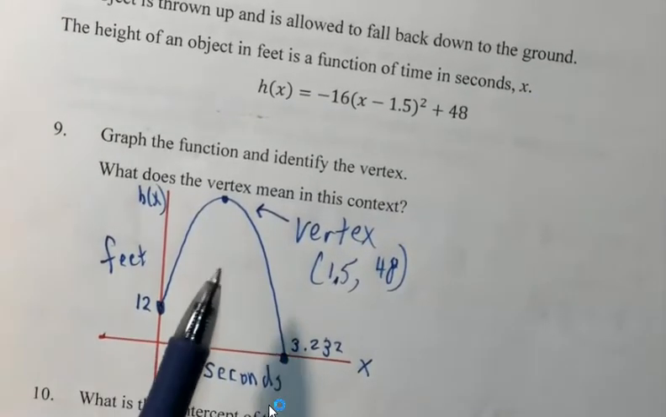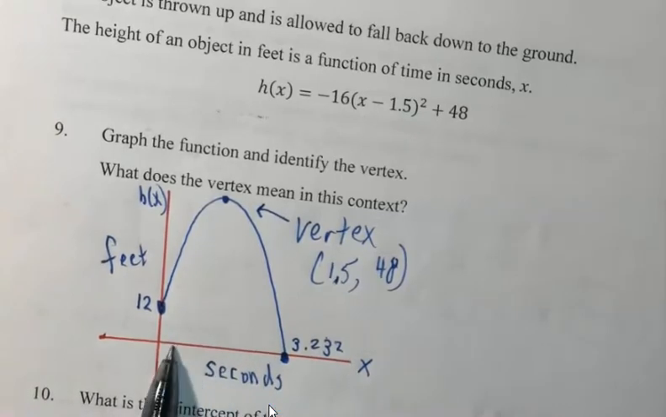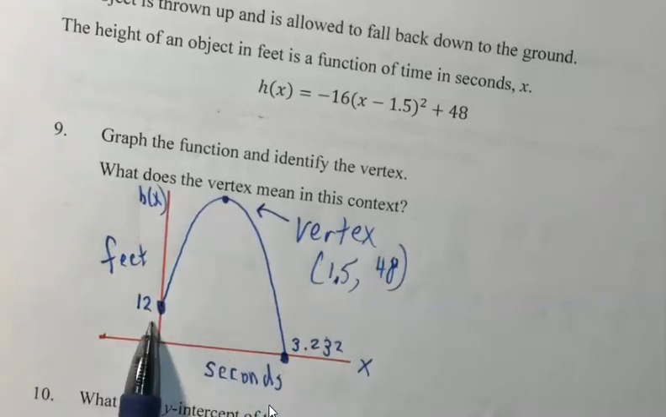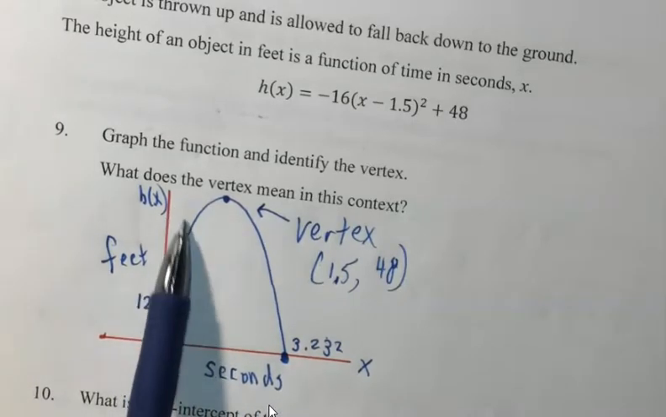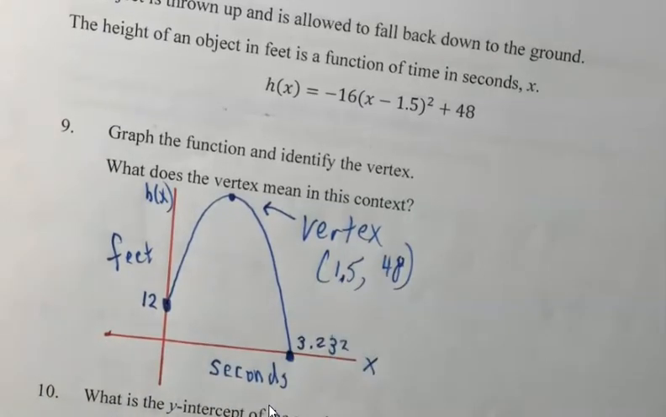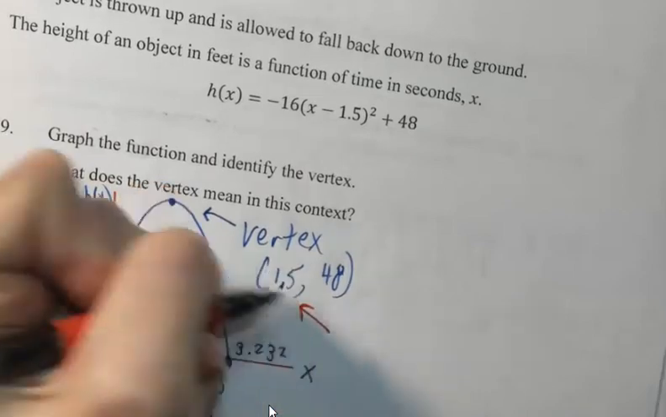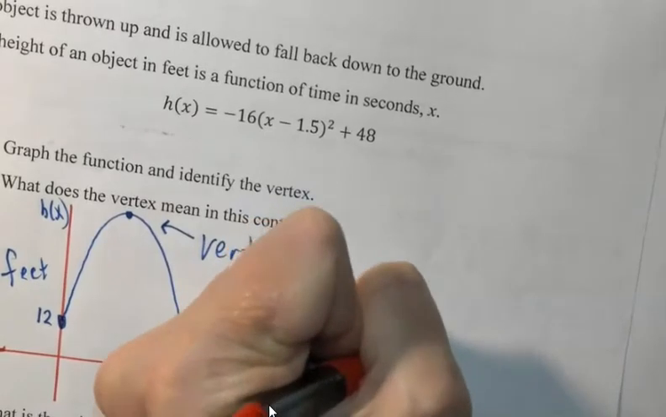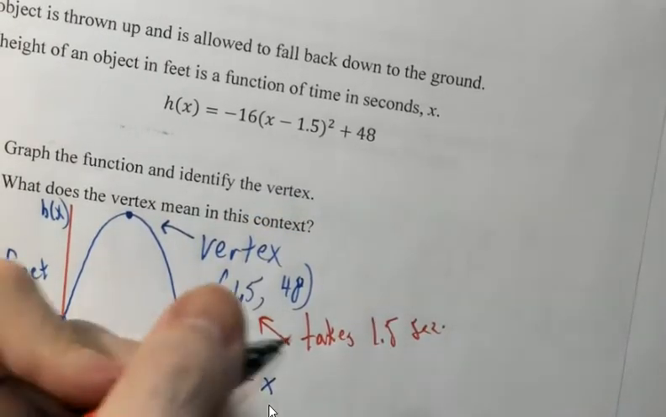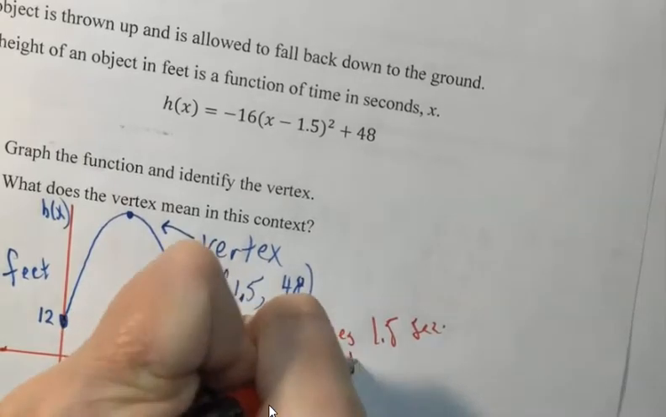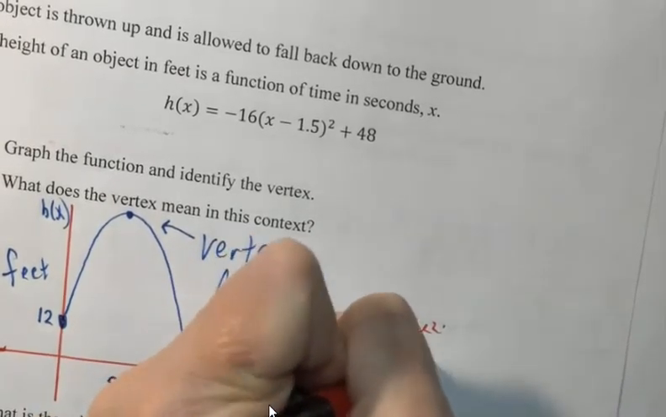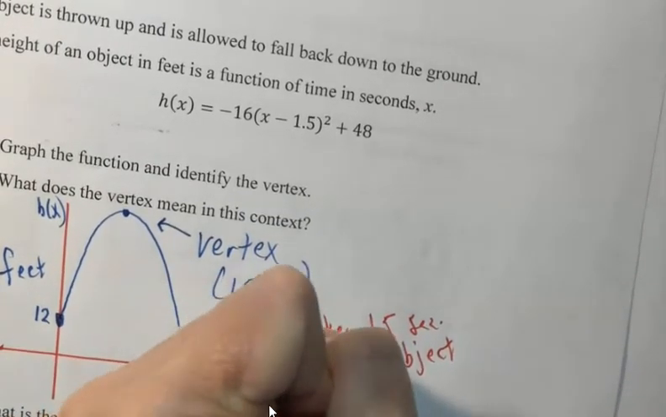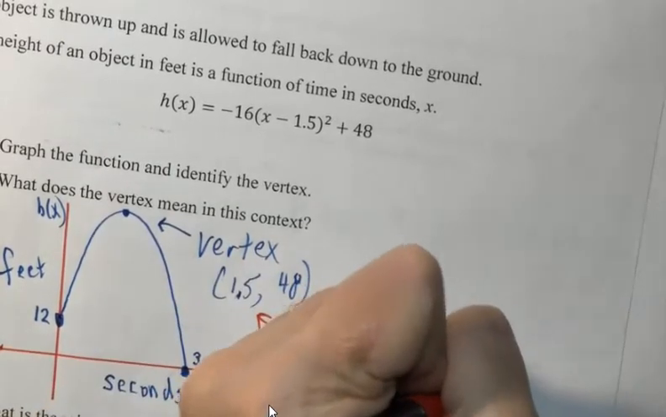So what does this vertex mean? Well, remember the x was the number of seconds since the object was released up into the air, and then the y represents the height of that object in feet. So this 1.5 is telling us it takes 1.5 seconds for the object to reach a maximum height, because this is the highest point on this graph, of 48 feet.